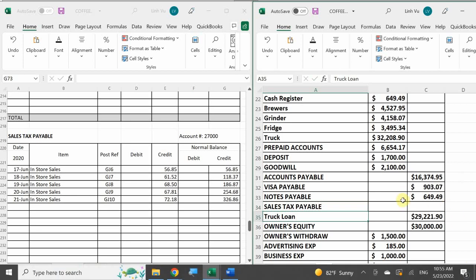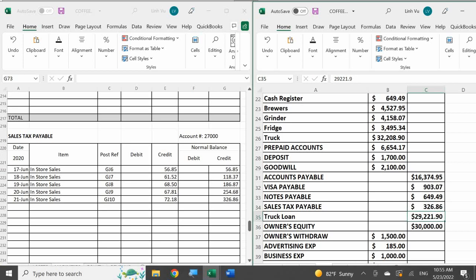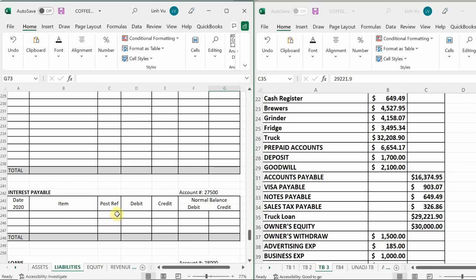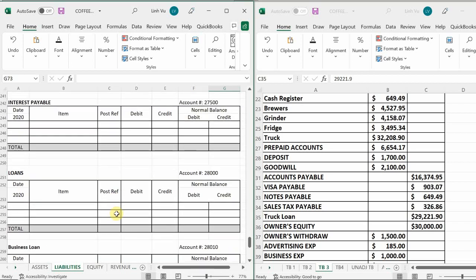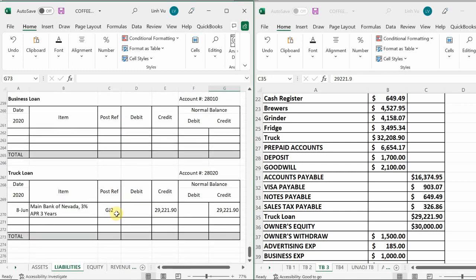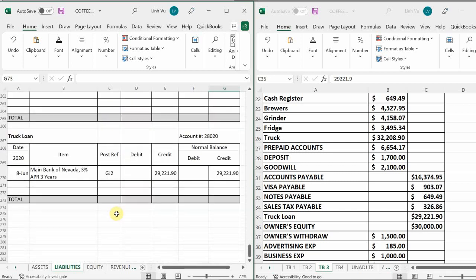Okay? How much sales tax have I collected so far? Sales tax, $326.86. Good. Next is interest payable, nothing there yet. Loans, did I take a bank loan, a business bank loan out? No, but I did take a truck loan. For how much? It's 29,221. It's the same.